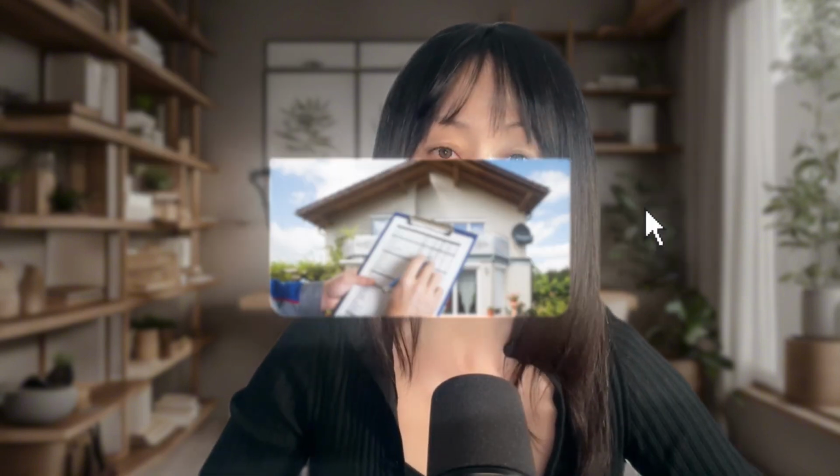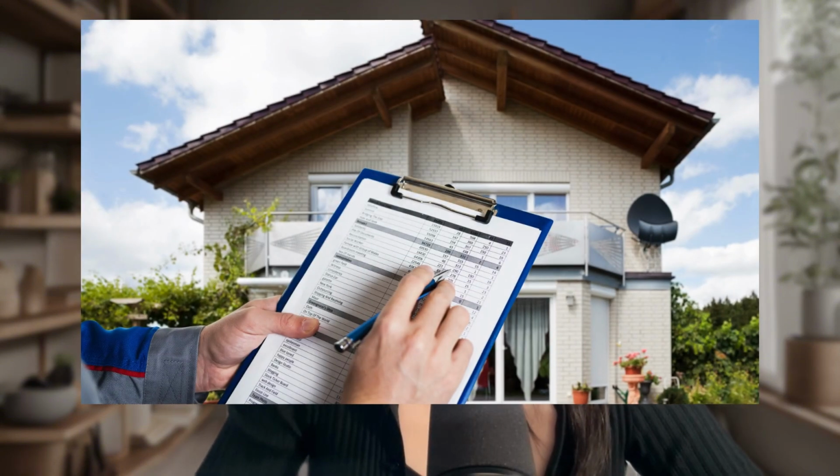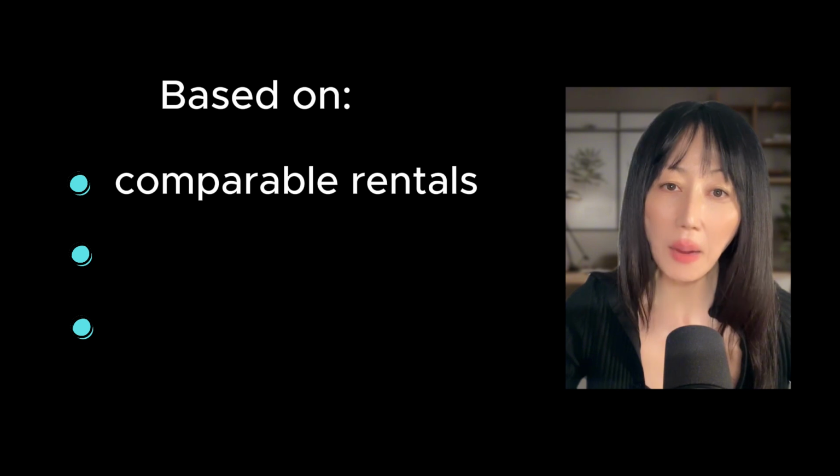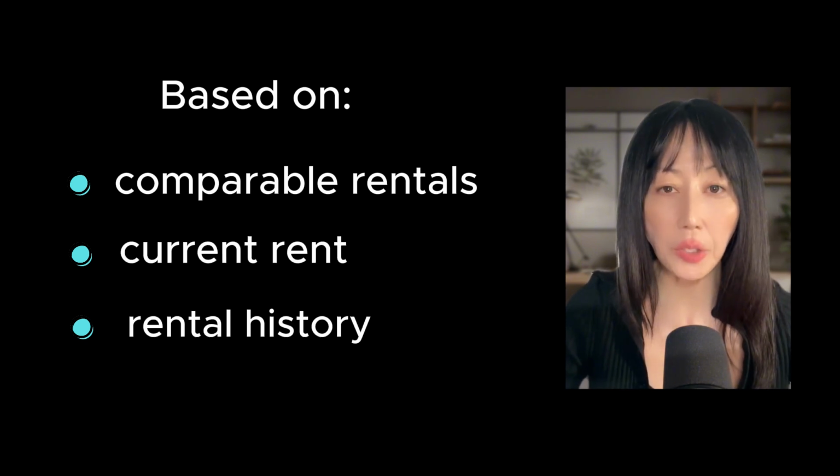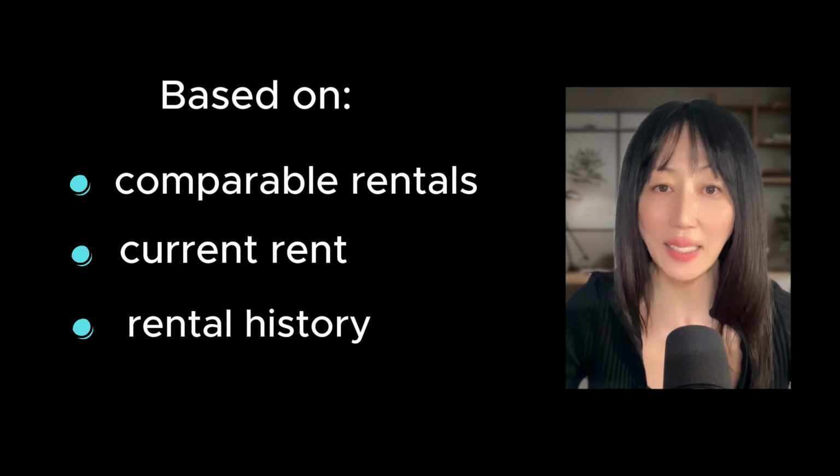Most lenders will require a property appraisal to determine its market value. As part of the usual appraisal, the appraiser will provide a 1007 rent schedule based on comparable rentals nearby, current rent, or rental history to prove the property's income potential.